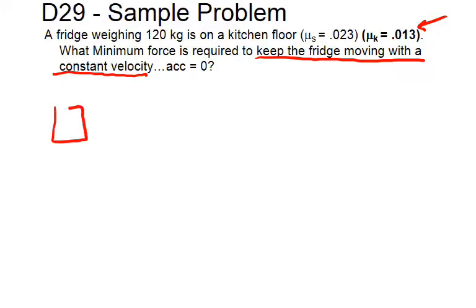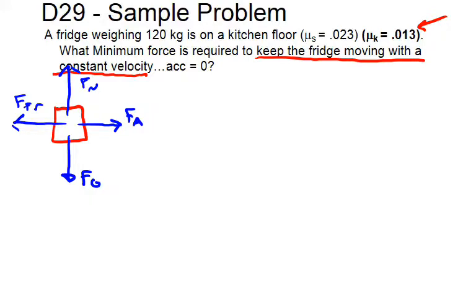So let's go ahead and draw a free body diagram. Force of gravity, normal force, force applied, force of friction acting and opposing the motion. And we'll just go ahead and set up our sum of the forces in the y equals ma in the y. Sum of the forces in the x equals ma in the x.